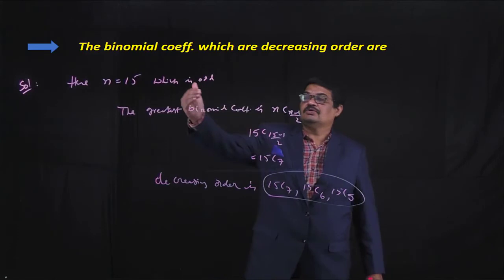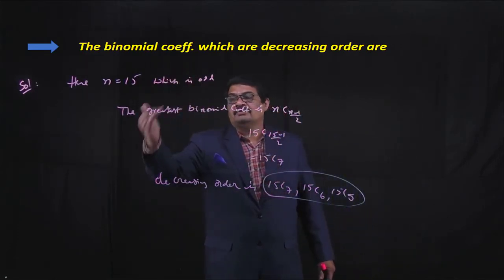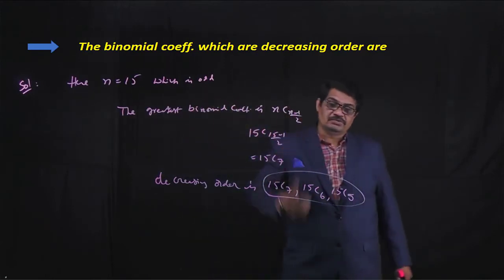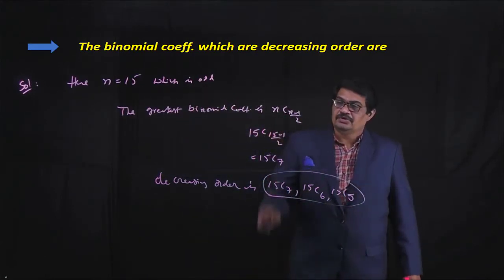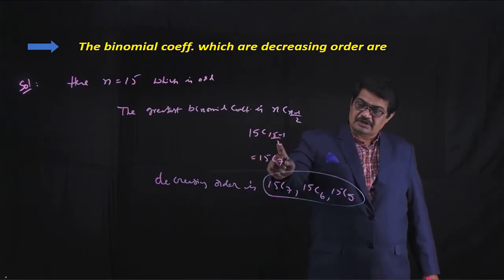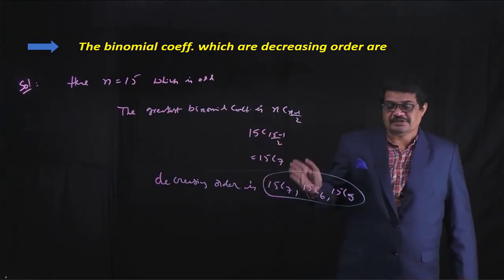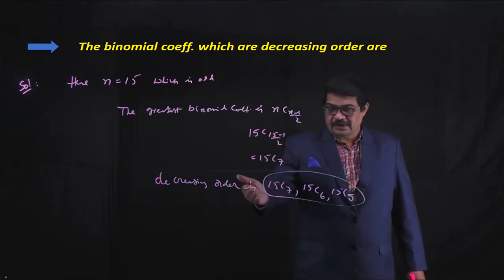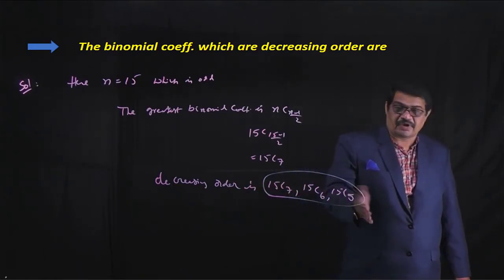For n equal to 15, which is an odd number, the greatest binomial coefficient is given by the formula nC(n-1)/2. Using this formula here, n is 15, so 15C(15-1)/2, that is 14 by 2, that is 7. 15C7 is the greatest binomial coefficient. So now we write the decreasing order: 15C7, 15C6, 15C5, like that.